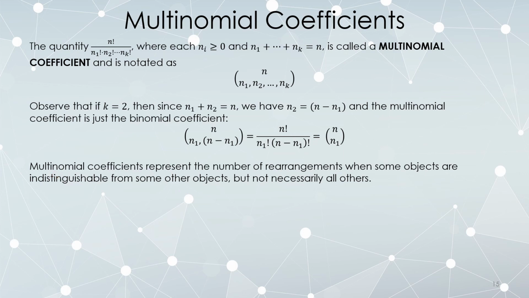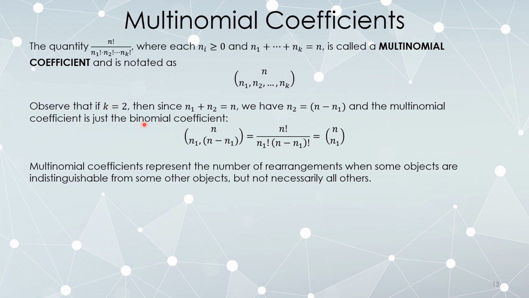So multinomial coefficients represent how many ways to rearrange objects when some objects are indistinguishable from some of them, but not necessarily everything else. In the case of two colors, arranging objects where there's, for example, white balls and black balls, what you're really doing is choosing which locations get, for example, white balls, and the rest automatically get black ones. So if I choose n1 white balls out of n total, that's the same as choosing n1 white ones and the rest are the other color.